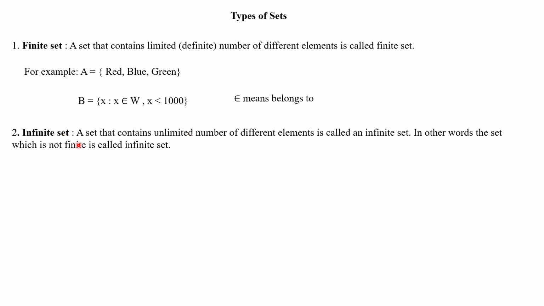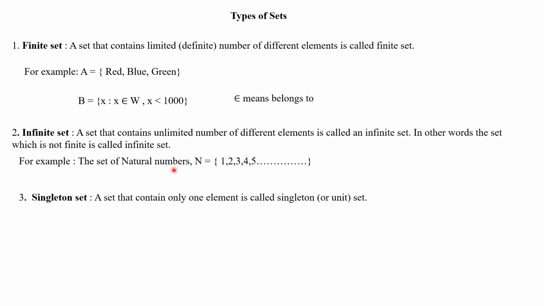Now next is infinite set. A set that contains unlimited number of different elements is called an infinite set. In other words, a set which is not finite is called infinite set. So the example is the set of all natural numbers. Okay, so natural numbers, there is no end, isn't it? So it comes under infinite set.